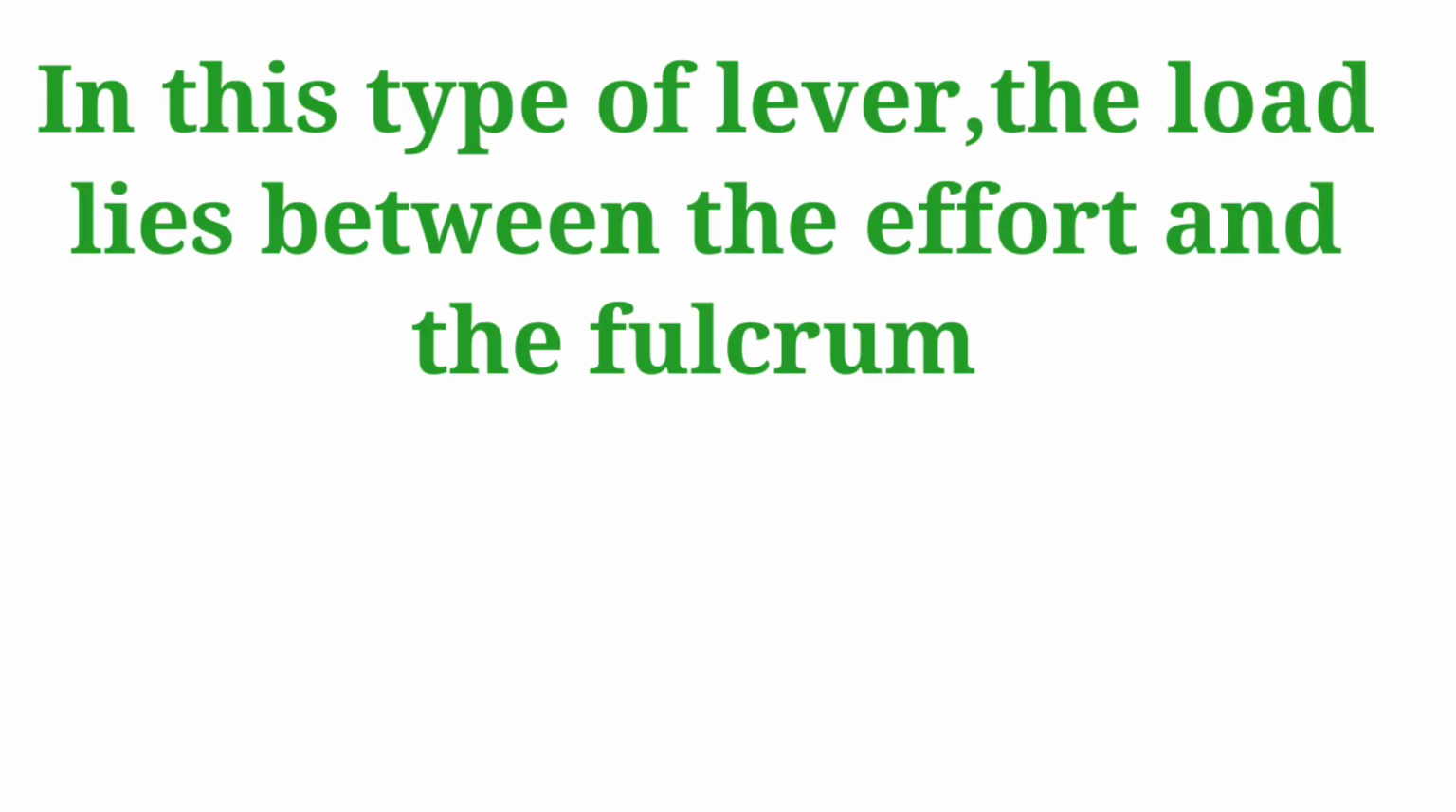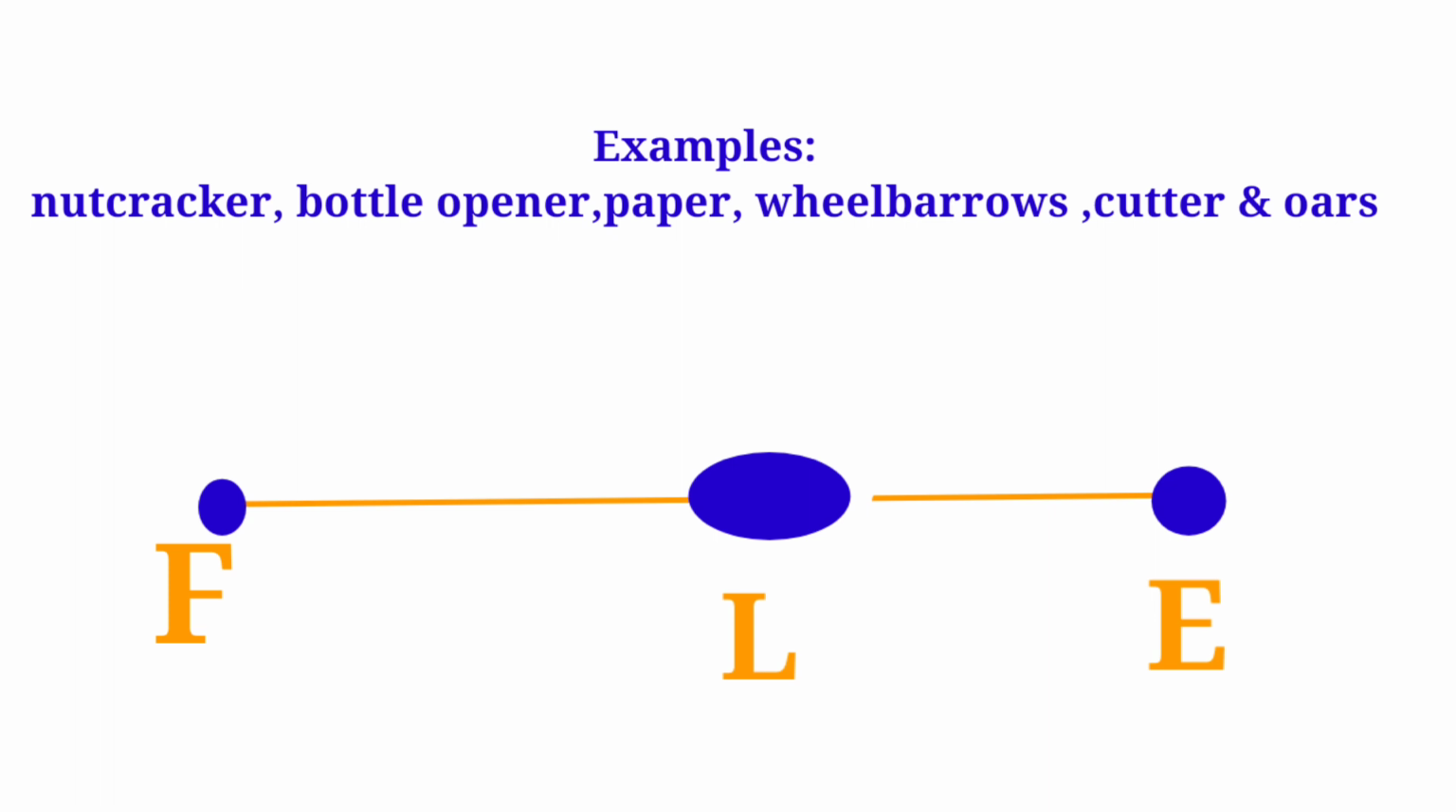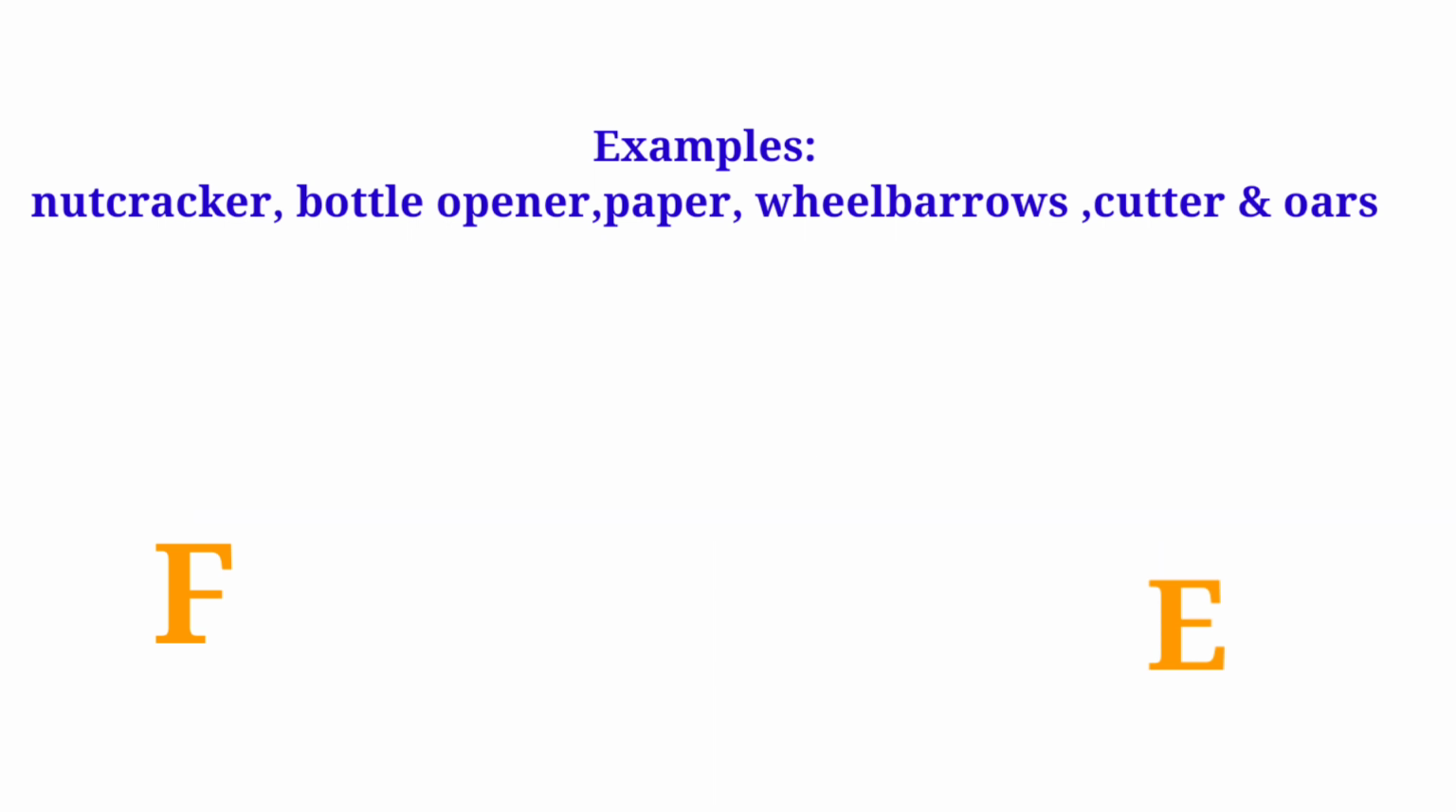In this type of lever, the load lies between the effort and the fulcrum. Examples of second class lever are nutcrackers, bottle openers, paper.